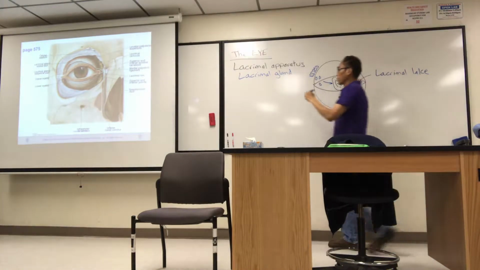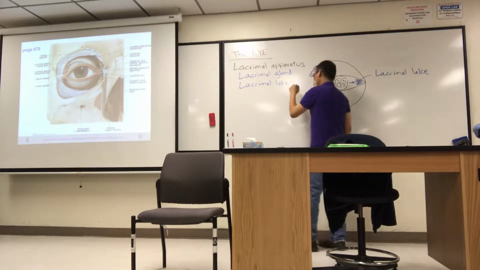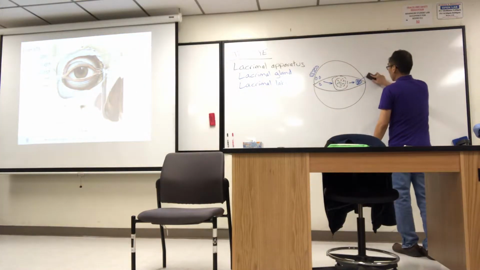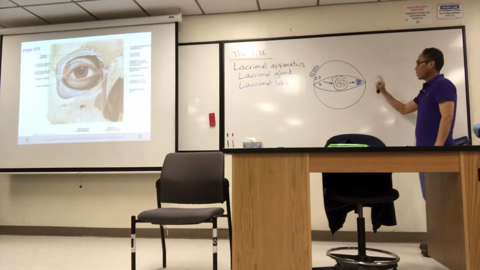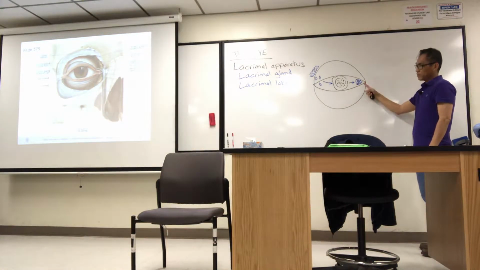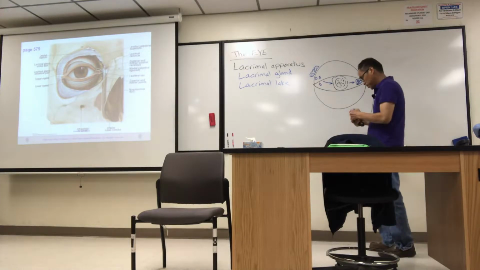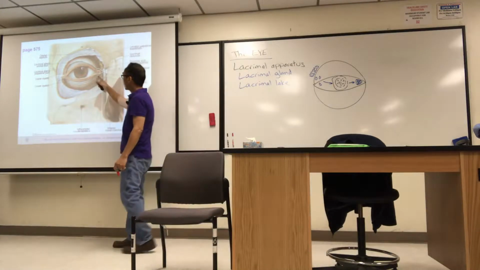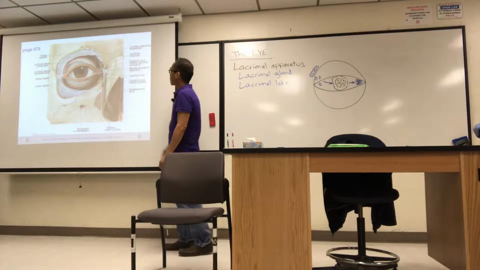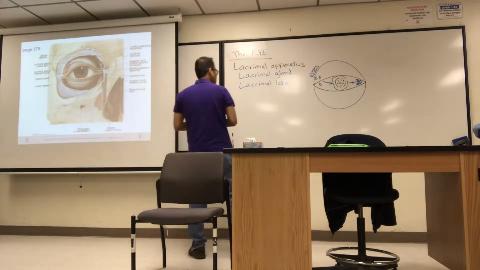Actually, let me write the term over here. Draw some more stuff on this side. But that being said, you need a drainage system when the tears are swept from lateral to medial. And so you have two little orifices on the picture there. You can see them, pointing right here and here. They're the superior and inferior puncta, little orifices to drain tears.